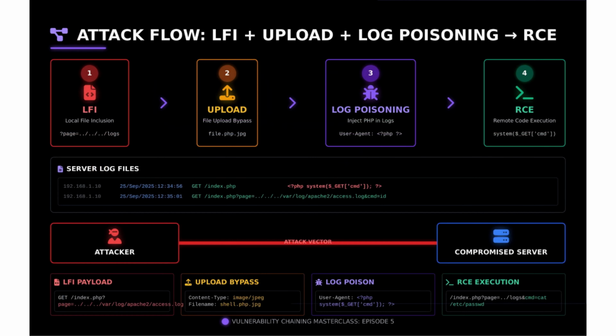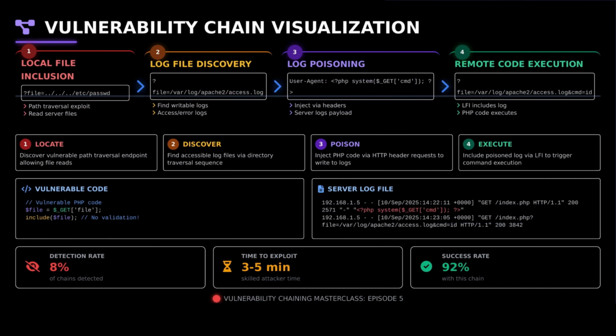Now let's connect the dots. First, the attacker uses LFI to access server files. Second, they upload a file disguised as an image, really a PHP shell. Third, they poison the logs with malicious code. Finally, they execute commands through that poisoned log. One slip in validation or log handling, and the chain is complete. Attacker owns the server. This diagram shows it all.